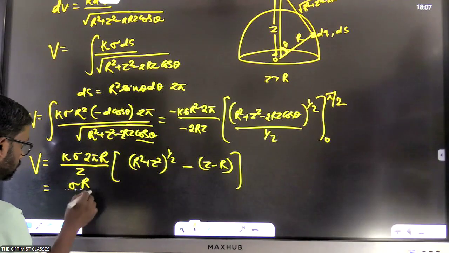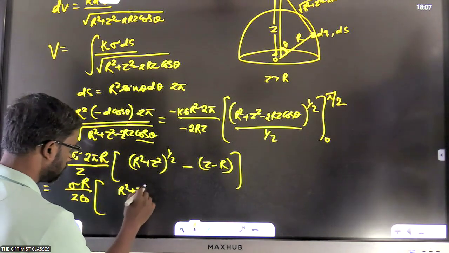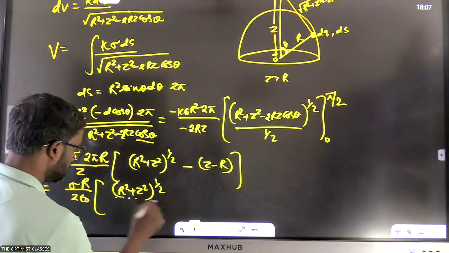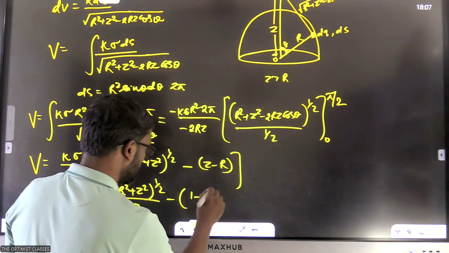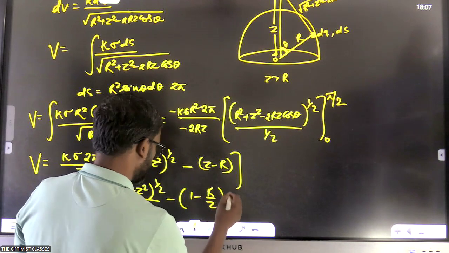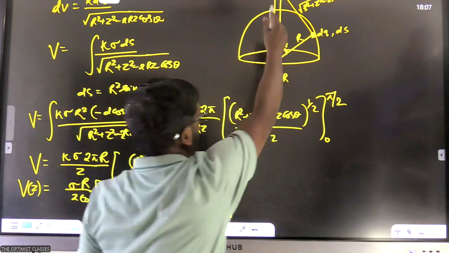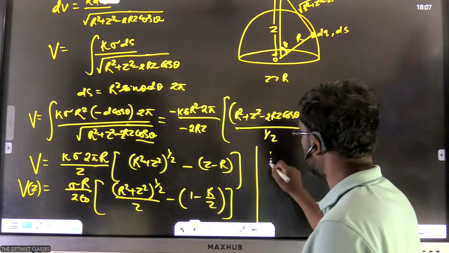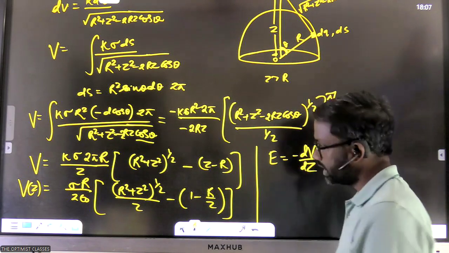So you'll get sigma r upon 2 epsilon naught, and here you will get (r square plus z square) whole power 1 by 2, and here z minus z se isse multiply karoge toh 1 minus r by z ho jayega. Theek hai na? This we get. So that's the V as a function of Z. So therefore, if you want to calculate electric field at that point, you can just write E is equal to minus dV by dZ. All right.